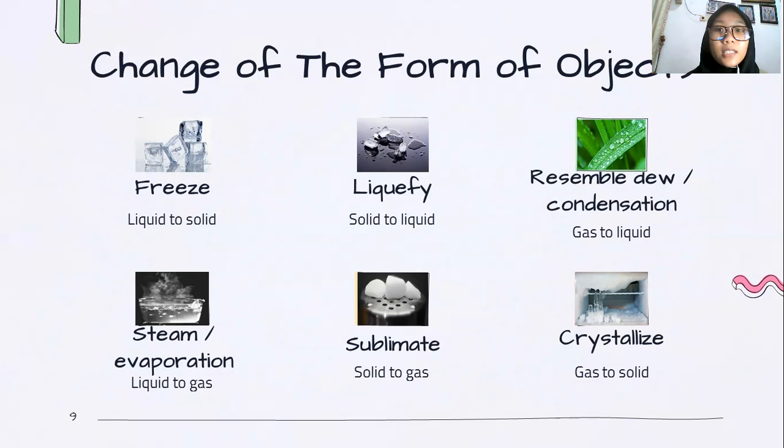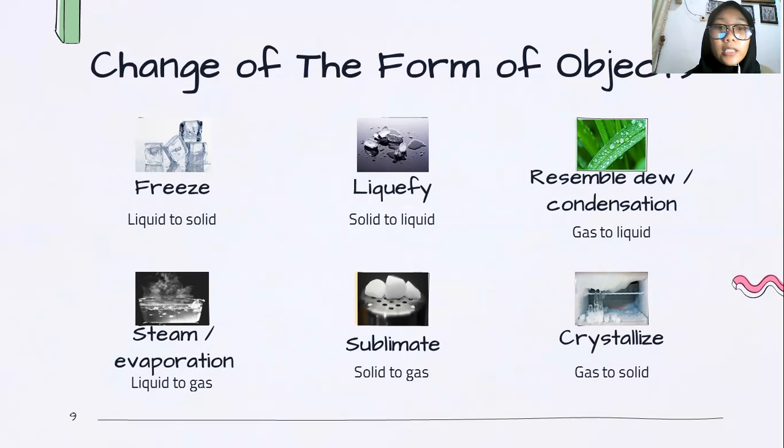Okay, next is condensation. Do you know condensation? Okay, condensation is an event of changing the form of an object from gas to liquid. This process releases heat energy. For example, when ice cubes are placed in a glass, later on the outside of the glass will appear dots of water that wet the glass. That means the water vapor has condensed.